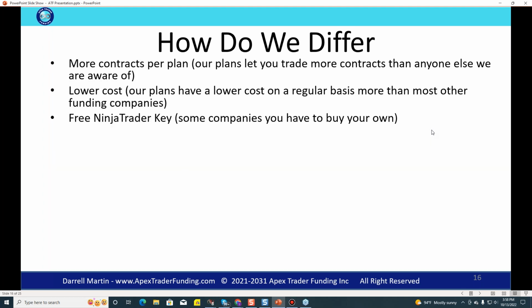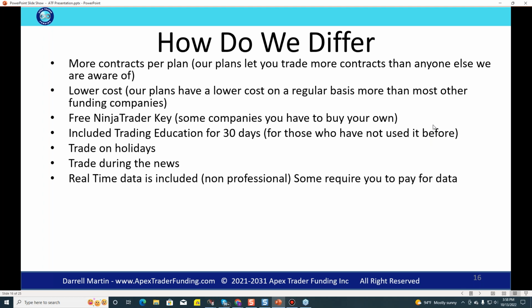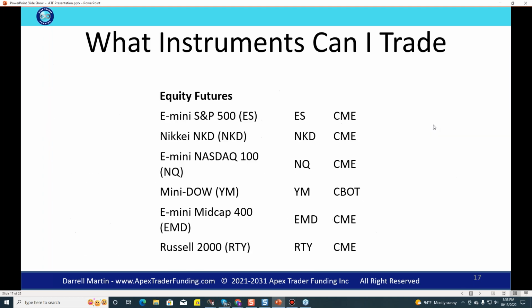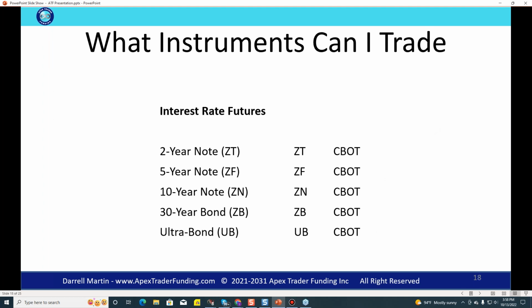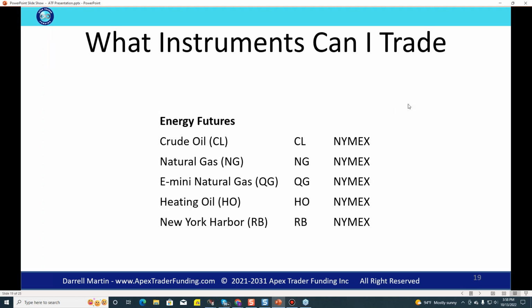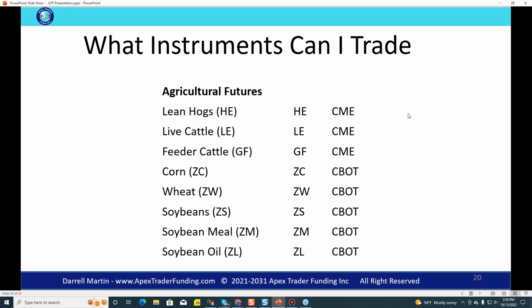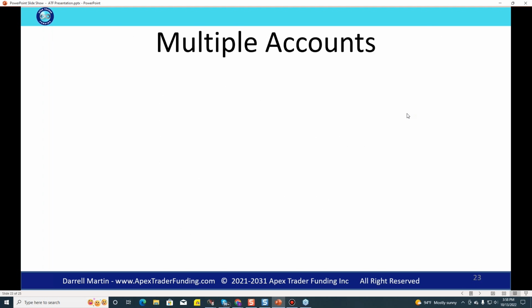Easier rules, simpler rules, better payouts, very upfront, a true path to trading. Different instruments you can trade, these are all listed on the website as well. All the indices, the interest rates, energy futures, ags, metals.